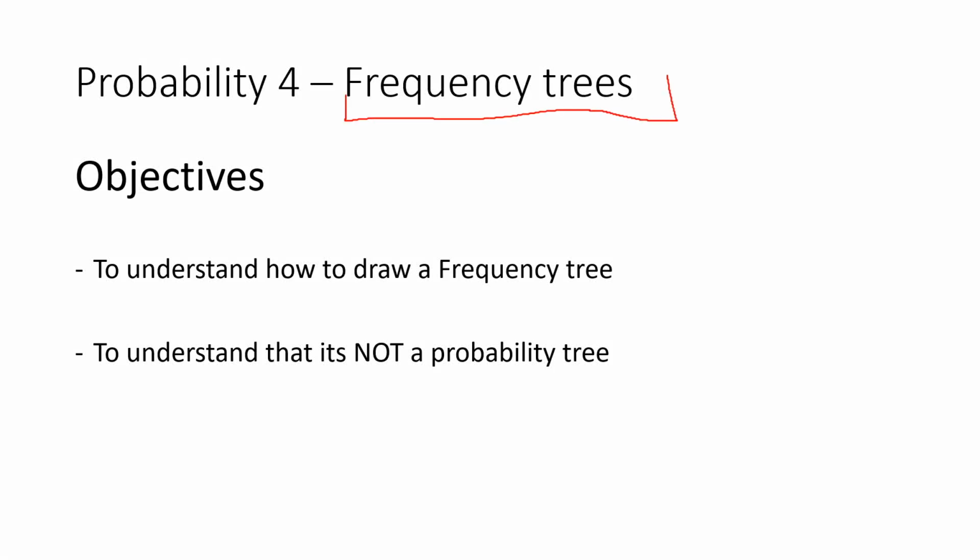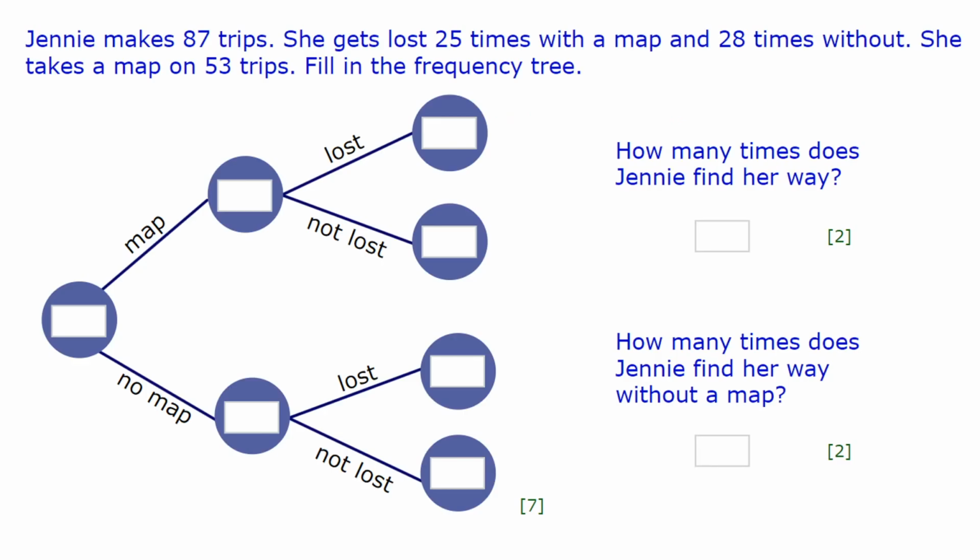Frequency trees are completely different to probability trees, and let me show you the difference. For this one, we're told Jenny makes 87 trips, she gets lost 25 times with a map, 28 without. She takes a map on 53 trips, so fill in the frequency tree.